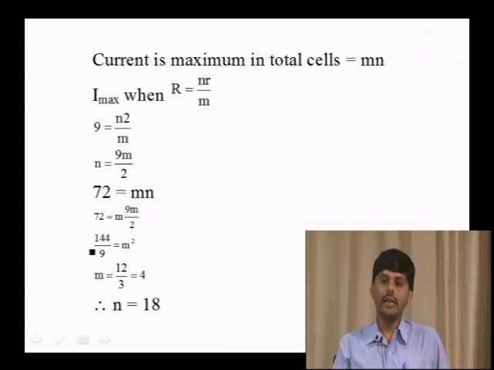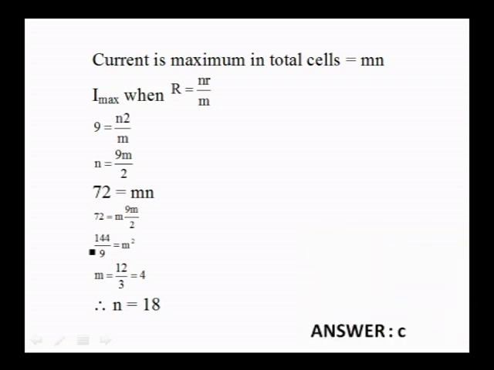See, the condition for the maximum current in the circuit is that the external resistance is equal to the effective internal resistance. The external resistance in the problem is given as 9 ohm, and the internal resistance is equal to 2 ohm. If you substitute these two values in this equation, we get the value of n is equal to 9m divided by 2. But the total number of cells is equal to m into n. They also provided that it is equal to 72. 72 is equal to mn.